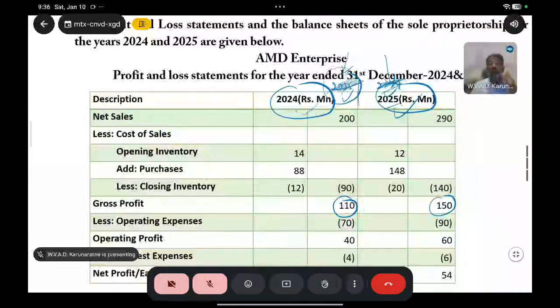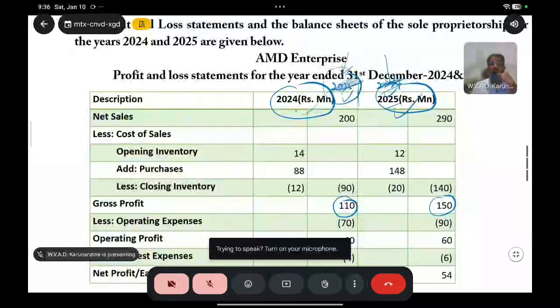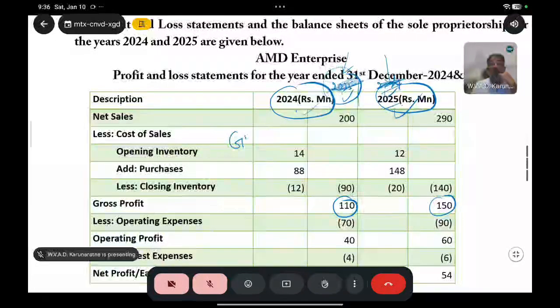Now if you want to compute the gross profit ratio, GP ratio, then it is gross profit over sales into 100, right? Here in this case for 2024, to obtain the gross profit ratio: 110 over sales, which is 200, into 100, answer is 55%. Am I correct, doctors?